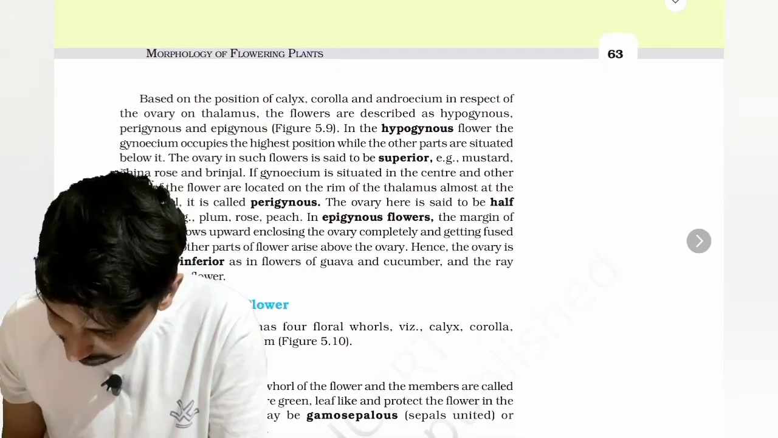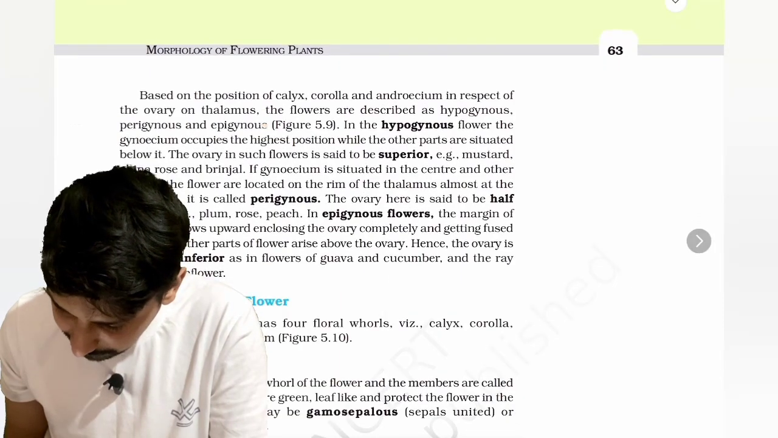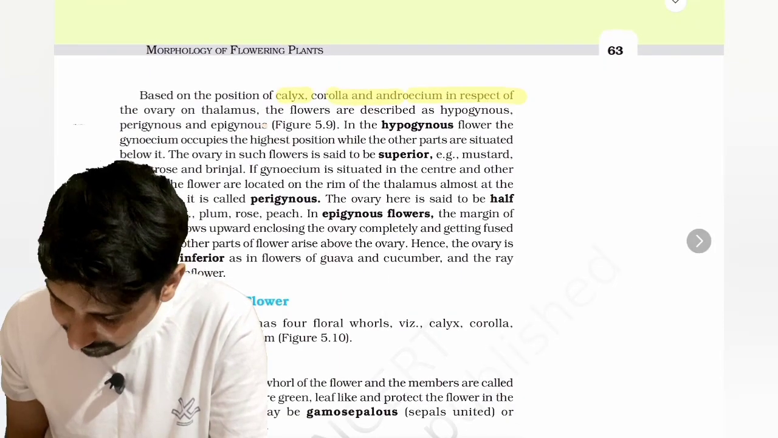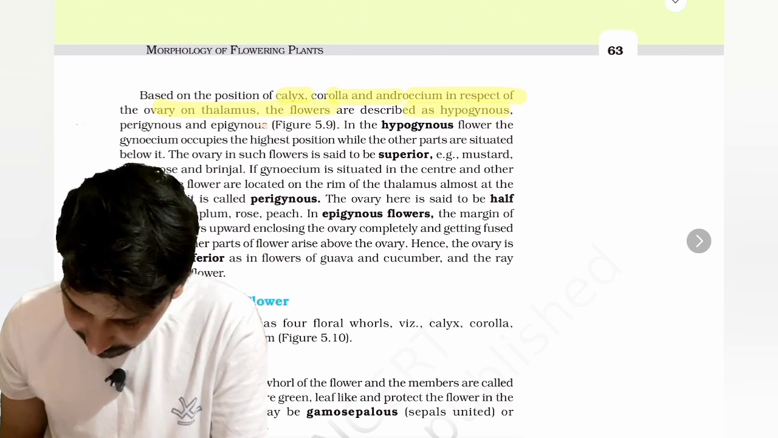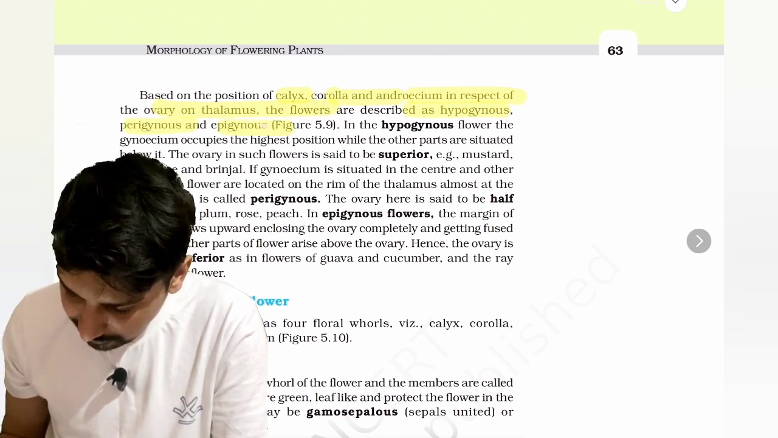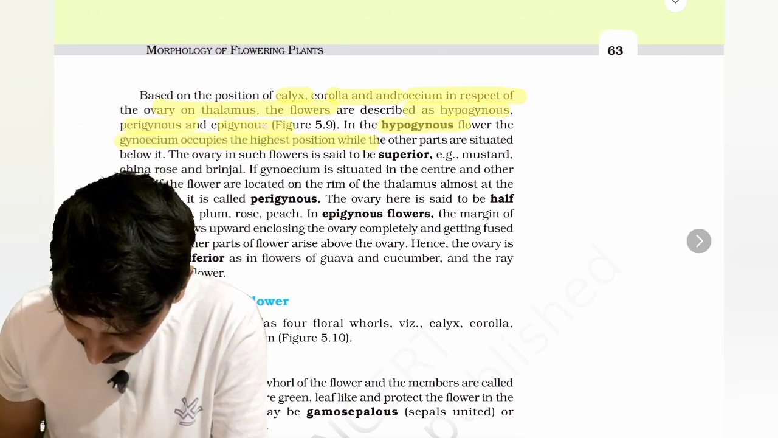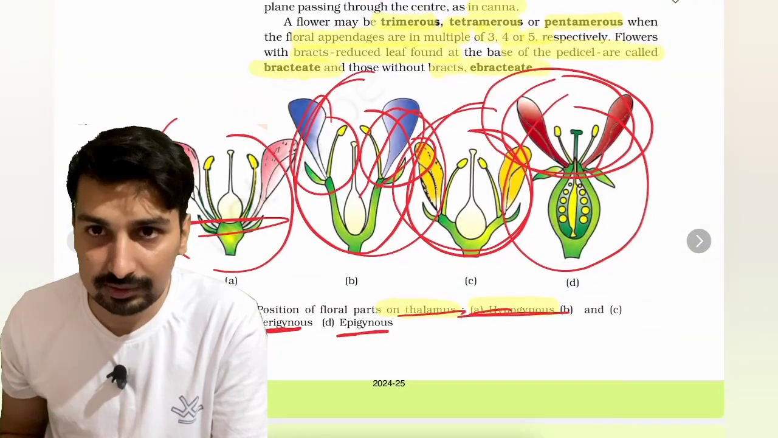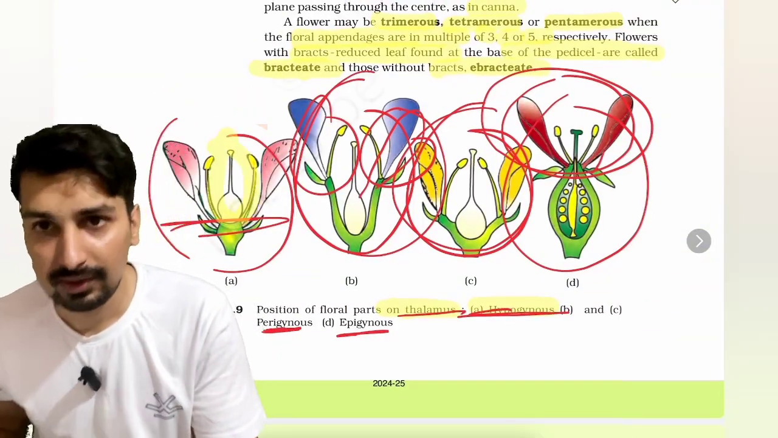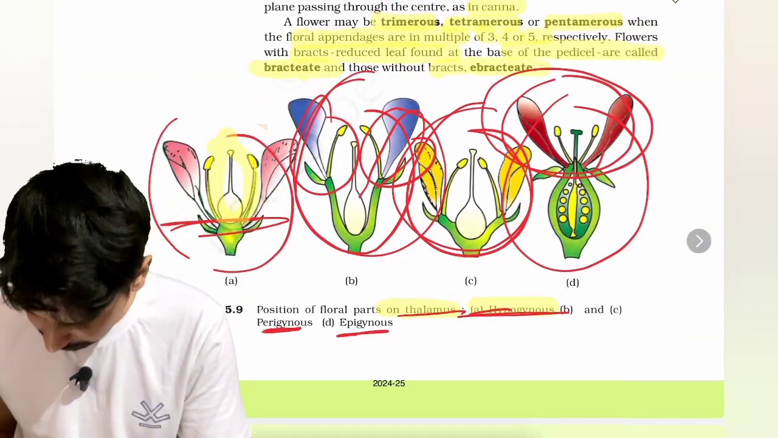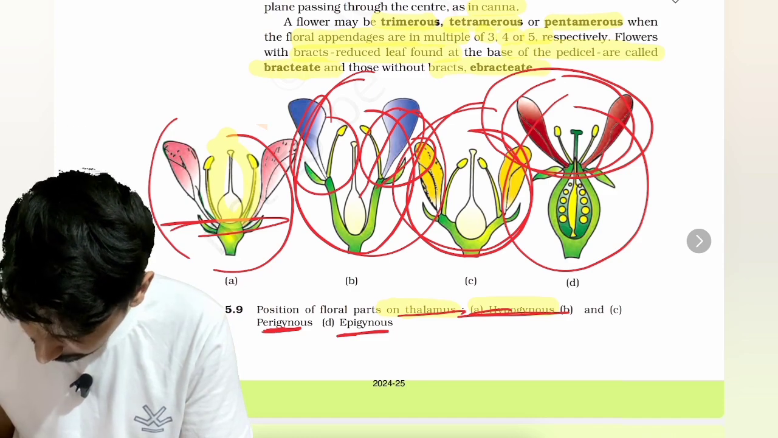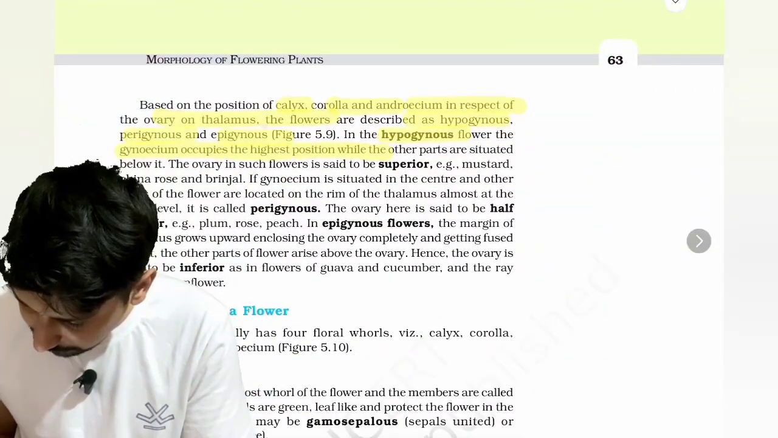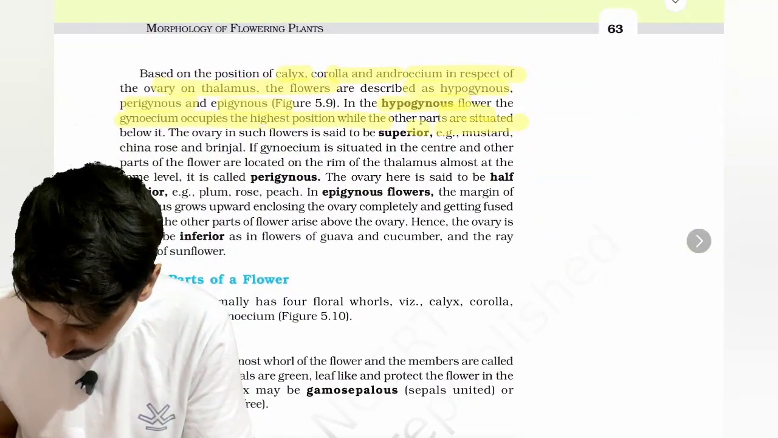Based on the position of calyx, corolla and androecium with respect to the thalamus, the flowers are described as hypogynous, perigynous and epigynous. In hypogynous flower, the gynoecium occupies the highest position. You can see here, this is on the topmost position. That is known as hypogynous. Situated above it, the ovary of the flower is said to be superior. Examples: mustard, china rose, brinjal.